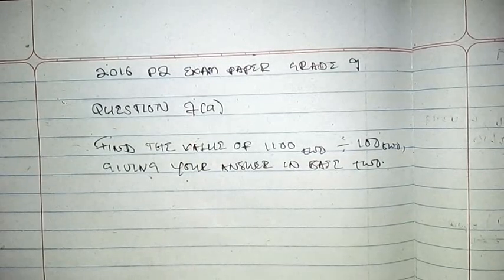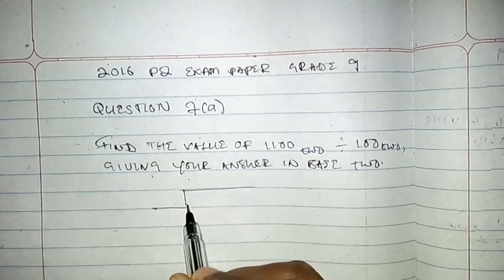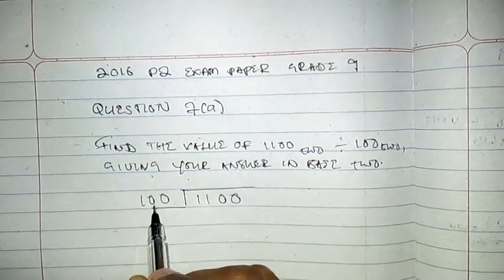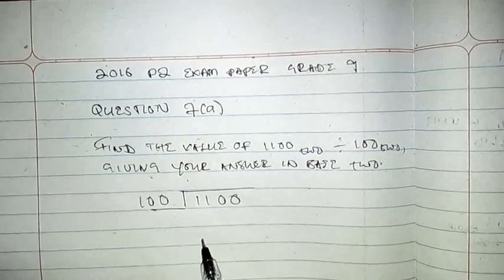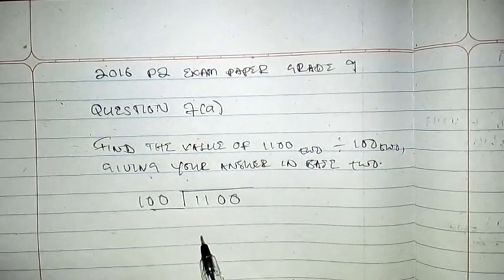So the only digits that are required of us to use are 0 and 1 only, because in base 2 those are the only digits. So 100 divided into 1100, that's the problem. So let us begin by answering.